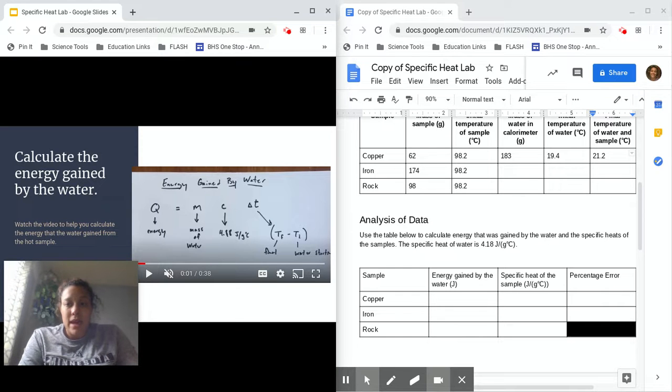I'm taking the mass of the water, which was 183. Hopefully you can see my mouse highlighted over here. So that's the mass of the water. The specific heat, I'm going to use this one that's listed on the data table in our Google Doc for my calculation, just because it was there when I was doing this lab.